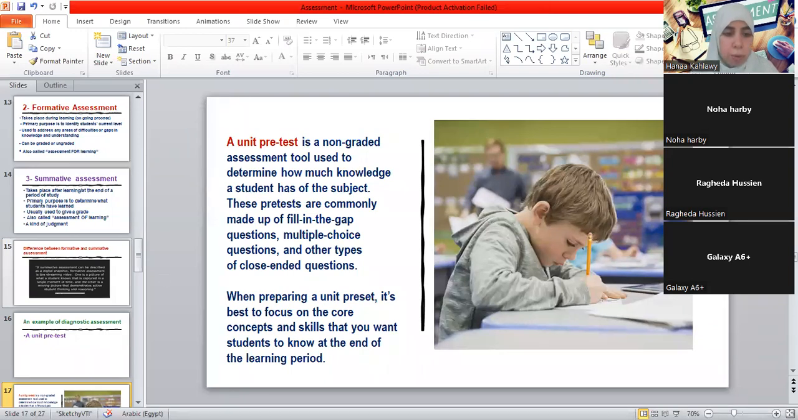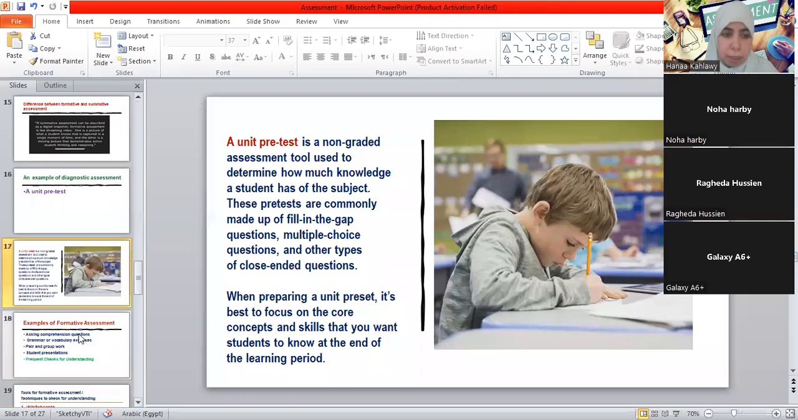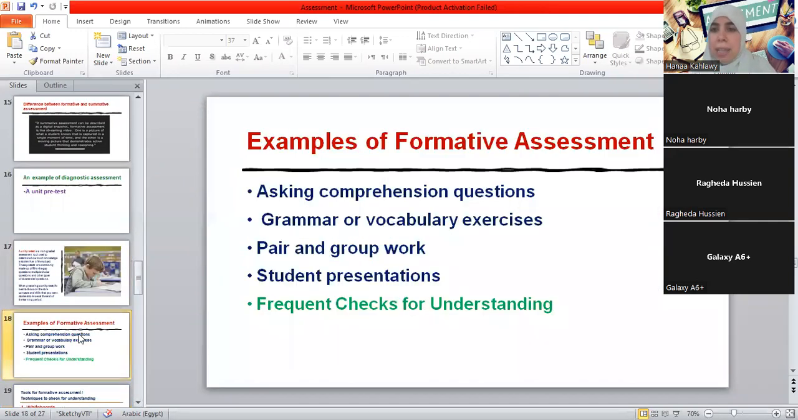Okay, let's move to the next point, which is examples of formative assessment. Okay, and this is what is really important and the main point in our session today. Examples of formative assessment. What the teacher should do to use the tools of formative assessment.